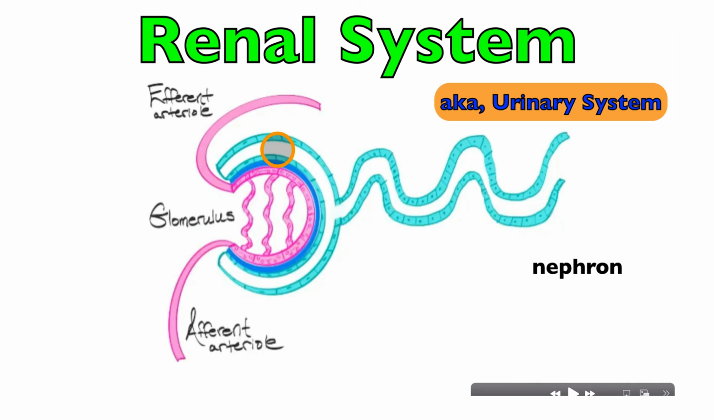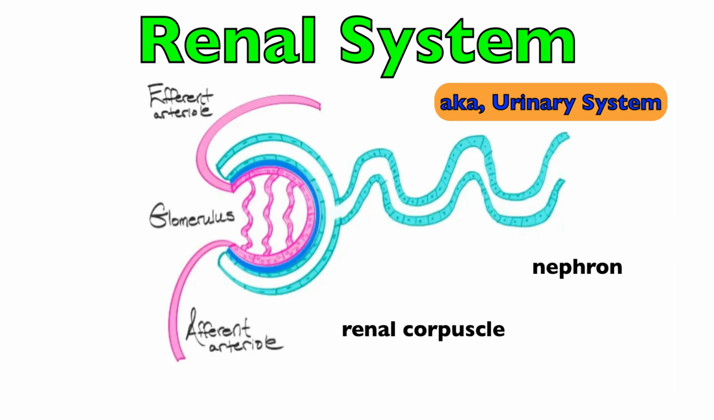The teal structure here is Bowman's capsule. There's an intervening basement membrane between them. Don't worry about that membrane at this point. The combination of the glomerulus and Bowman's capsule is known as the renal corpuscle. So the renal corpuscle incorporates both Bowman's capsule and that capillary bed, which is known as the glomerulus. The glomerulus is not part of the nephron, but the glomerulus and Bowman's capsule, or the glomerulus and the nephron, would be meaningless without each other.